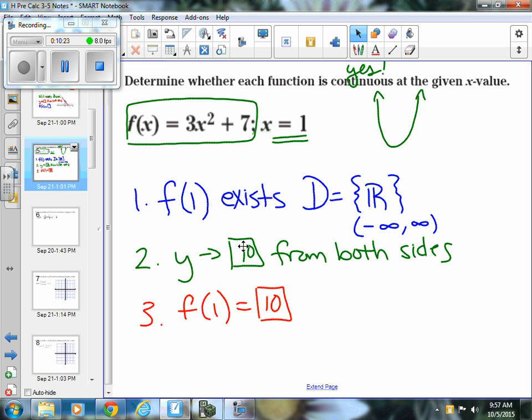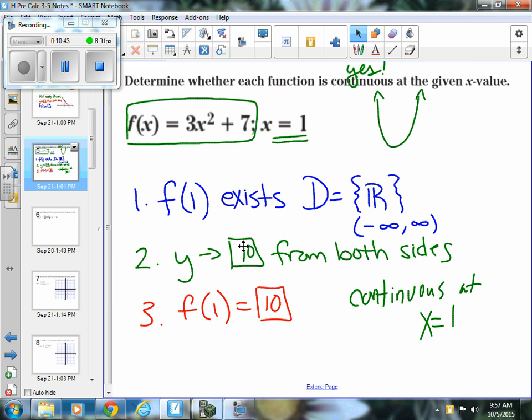So that's what we're talking about. There's no jump discontinuity there, in other words. It's approaching the same number that it equals. So it exists, it approaches that same number 10 from both sides, and it's equal. So is it continuous? Yes, this function is continuous at x equals 1 because it's continuous everywhere.